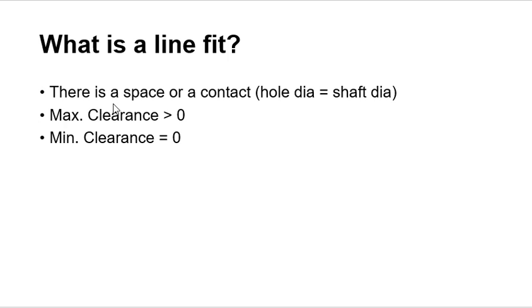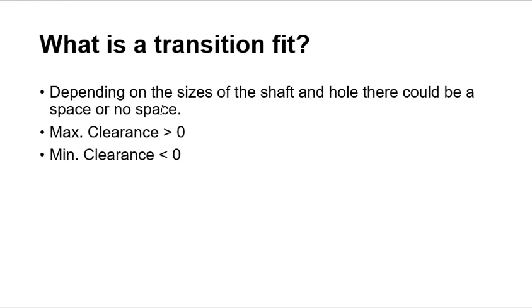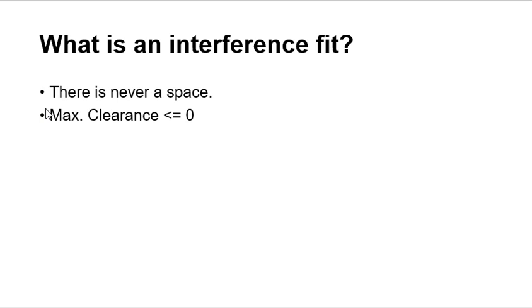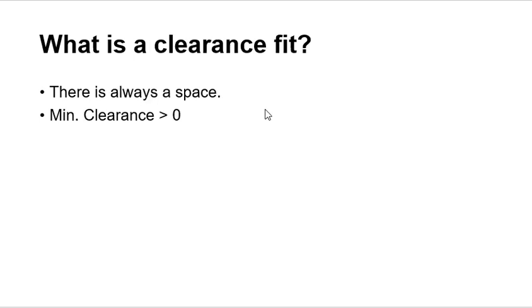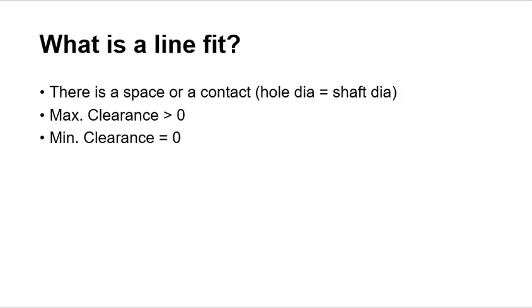So here I'm just telling you about the space between your hole and shaft. So there is a space or a contact. That means your hole diameter and your shaft diameter are the same. Here, look at that. This is a little bit different, because depending on the size of the shaft and the hole, there could be a space or not. Interference, you don't have a space, so tight fit. Clearance, there is a space. I think you kind of get all these 4 types of fit by now.